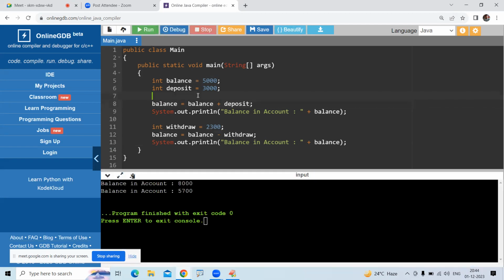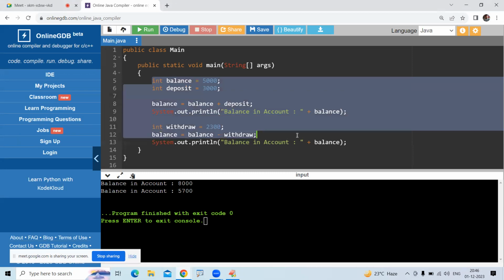Please try this one program. Then I'll explain arithmetic operators. Everybody please. I'll explain one program, then you will understand how we need to take care while working with the variables.